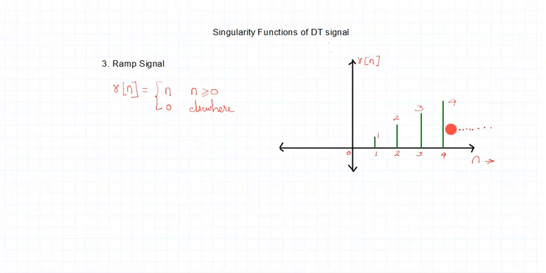See what these dots indicate. These dots indicate that the signal doesn't end here. The signal tends to infinity. So this is an infinite signal. It's a ramp signal. So at 5 it is 5, at 6 it is 6, and this goes on up to infinity. So the ramp signal is an infinite signal with samples increasing with respect to time. So this is the ramp signal.